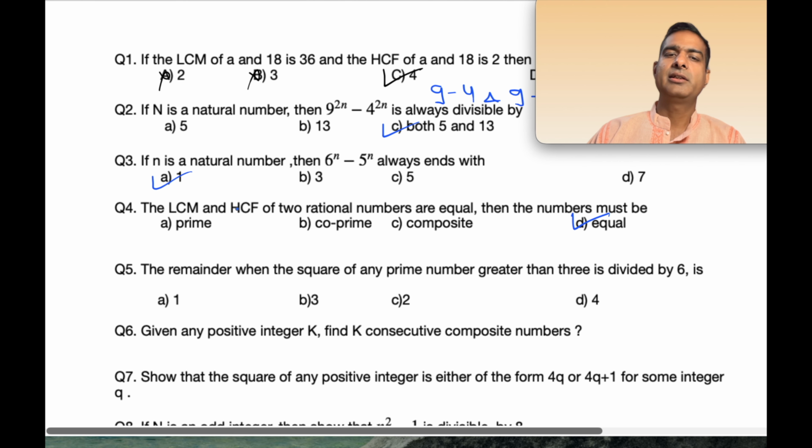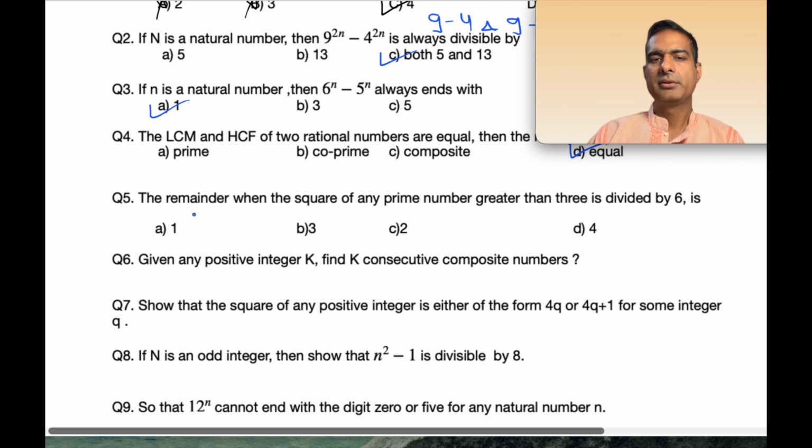Otherwise, LCM and HCF cannot be equal because LCM is greater than the greatest of the two numbers and HCF is smaller than the smaller of the two numbers. So if both are equal, then the smaller number and the greater number must be equal. So we can say if the LCM and HCF of two numbers are equal, this will be possible only if both the numbers are equal.